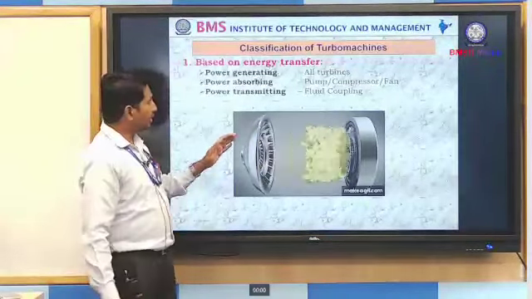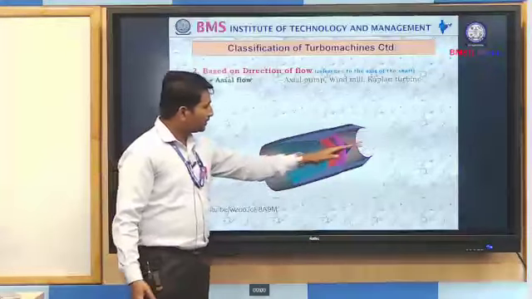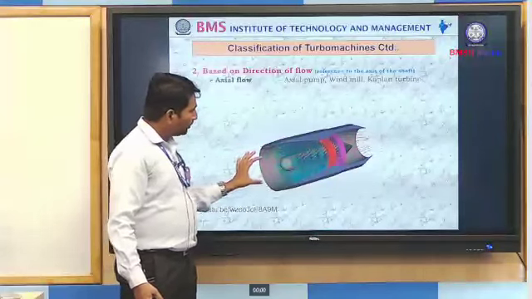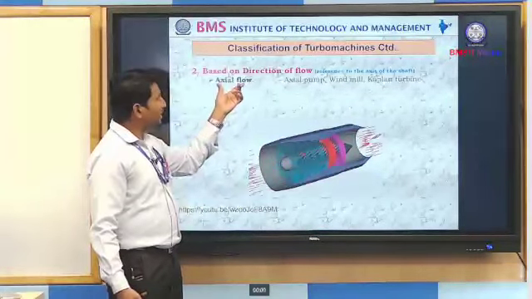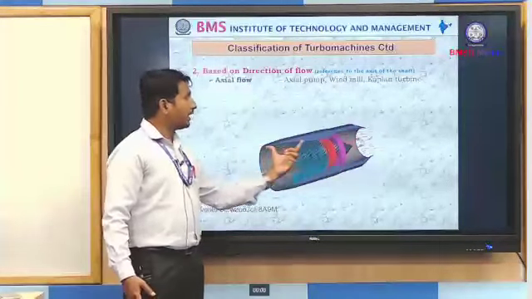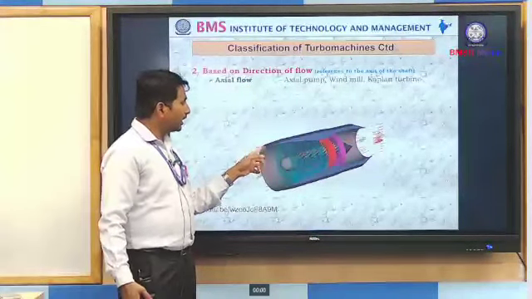Next classification is based on the direction of the flow. Till now we have not discussed the direction of the flow. Now we will see it, with reference to the axis. Considering the axis is at the center and the fluid is flowing along the axis, it is called axial flow.